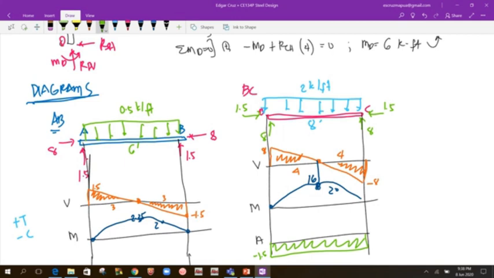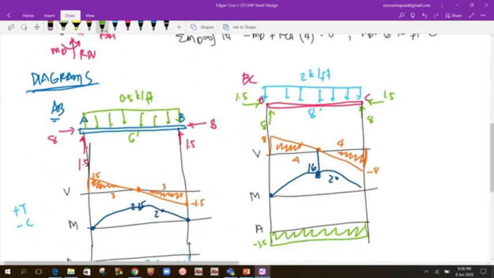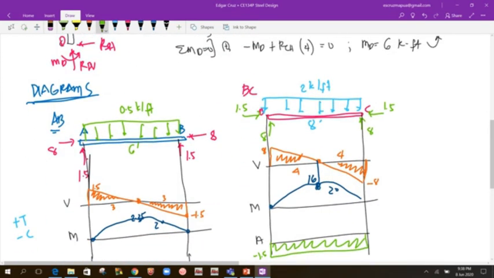Okay, for member CD naman, the length of which is 4 feet. Okay, so let's have it here. So yung member niya, maikli lang, 4 feet. So, ano yung mga forces?